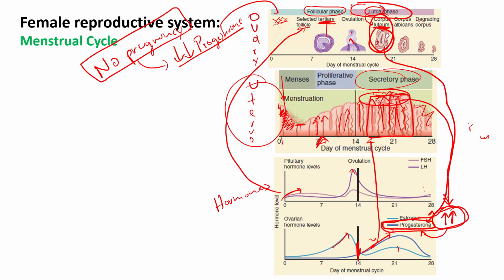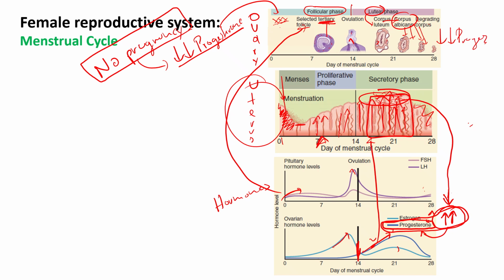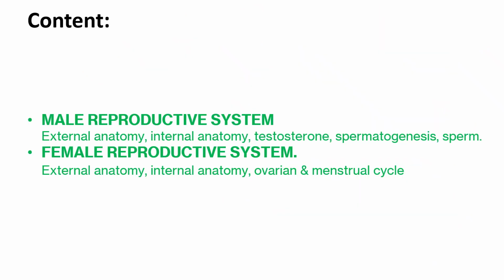If pregnancy does not occur, the corpus luteum will degrade to corpus albicans. And with the degradation of the corpus albicans, less progesterone is produced. And when you have less progesterone, that is what will trigger menses. And that concludes our class on the female reproductive system.